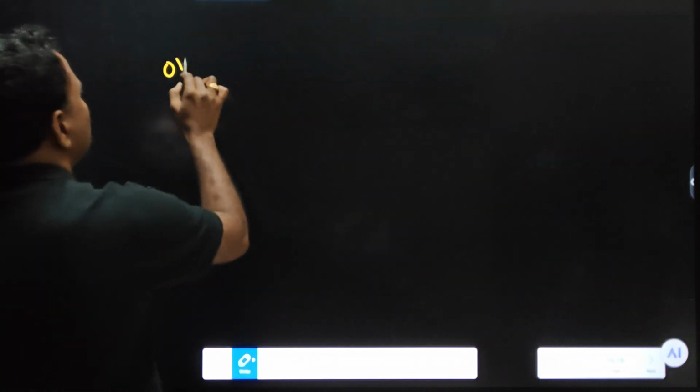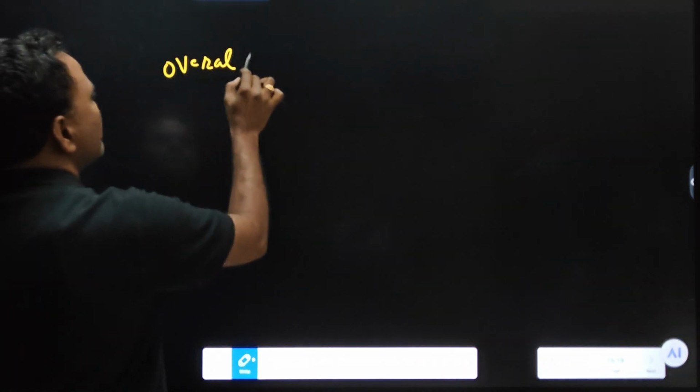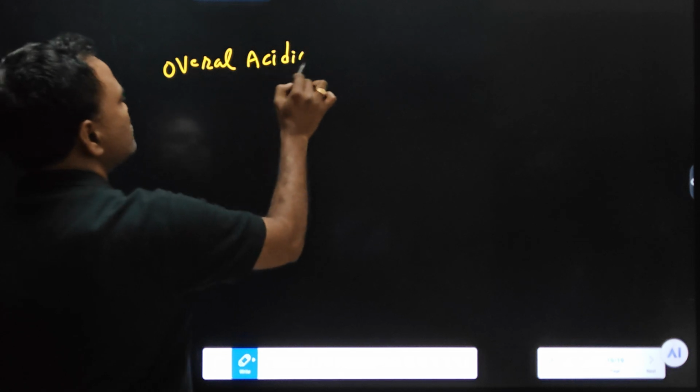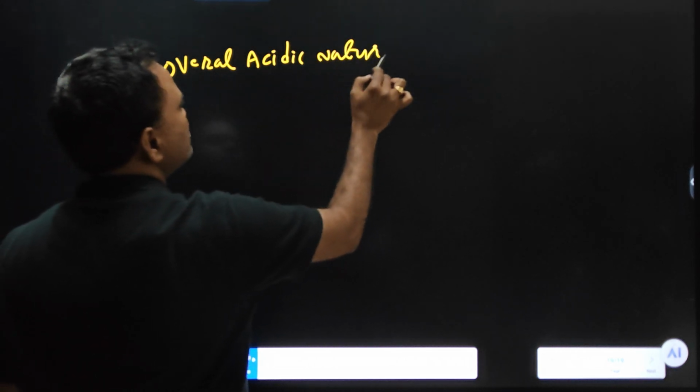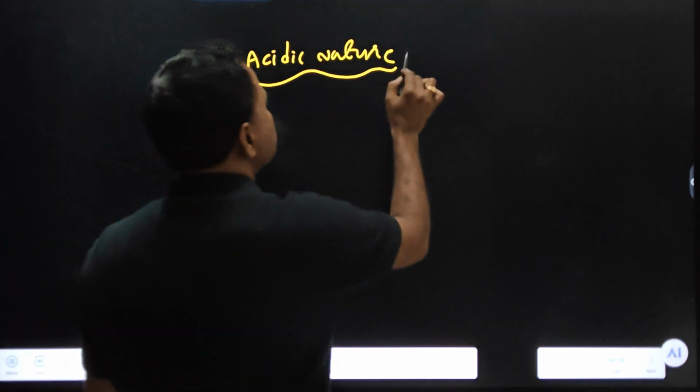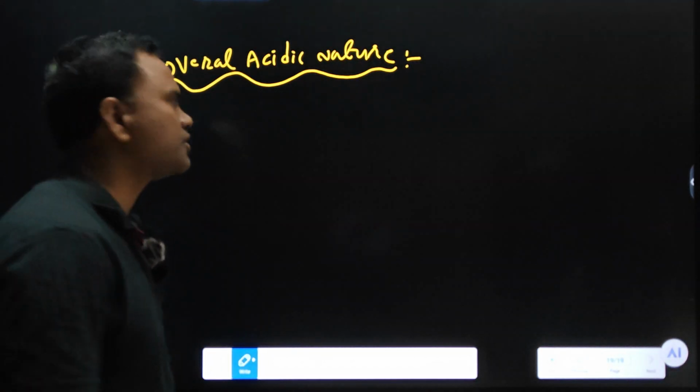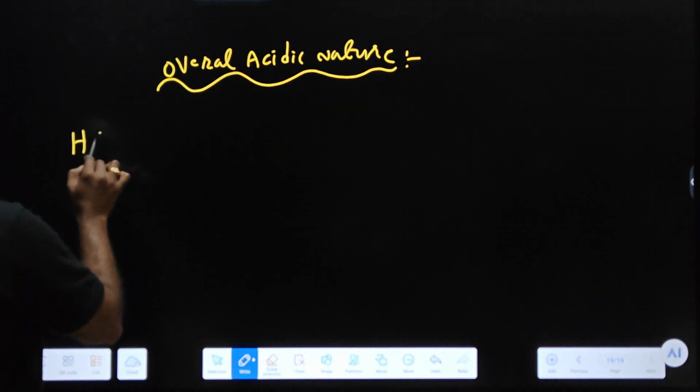Overall acidic order. Overall acidic nature. Very important. Overall acidic nature. You have to learn this overall acidic nature by heart.